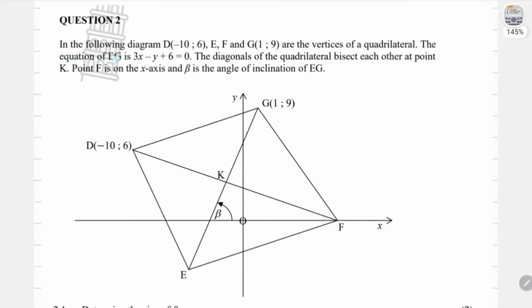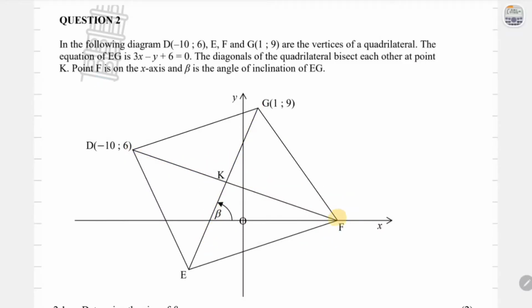And question 2 says, in the following diagram, D, E, F, and G are vertices of a quadrilateral. So they don't call it any type of shape, just the quad. And then they tell us that the equation of EG, so this one, right, is 3x minus y plus 6 is equal to 0. As you can see, it's not put in standard form yet. Then they tell us that the diagonals of the quadrilateral bisect each other at point K. So they bisect each other at point K. That's a very important thing, and we'll speak about that.